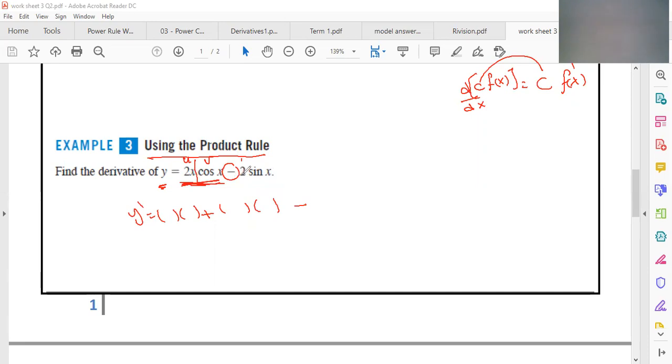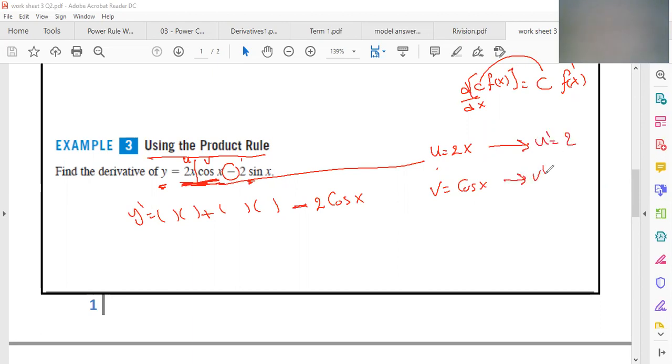Minus the derivative of this one, which is negative 2. What is the derivative of sine? Cosine. Since I don't have co, its derivative has no negative sign. Minus the derivative of this function. Here I have to find this one by using the product rule. Look with me. u will be 2x, v will be cosine x. What is the derivative of the first one? u prime will be 2. v prime will be negative sine x.